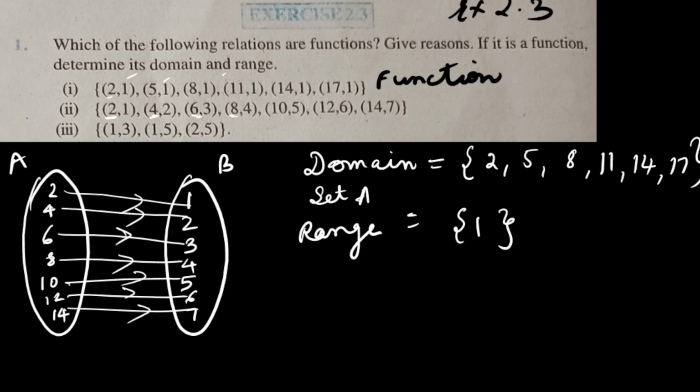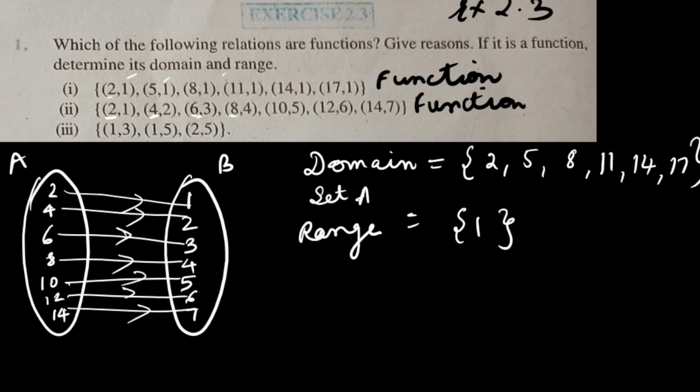We can see here that all the elements of set A have only one image in set B. So this is also a function. You just have to count the number of images of elements of set A. So 2 has one image, 4 has one image, 6 also has one, 8 also has one image, and 10, 12 and 14 also have one image only.